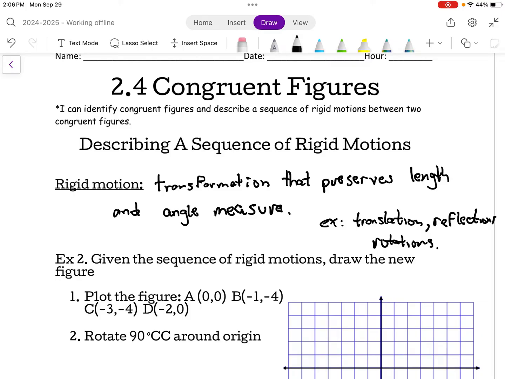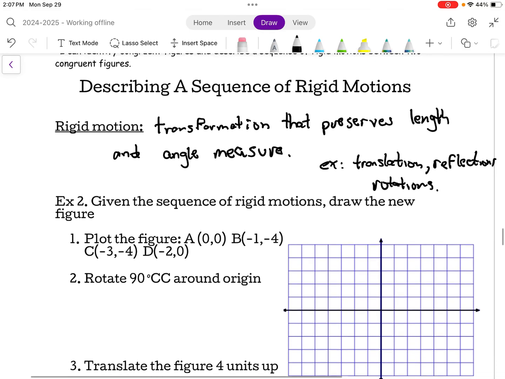In one of the future lessons coming up, we're going to talk about dilations, and that would not be a rigid motion because dilations, which will be something you'll see here in a few days, is going to change the size of the figure. But with translations, reflections, and rotations, you're left with the same shape, same size.